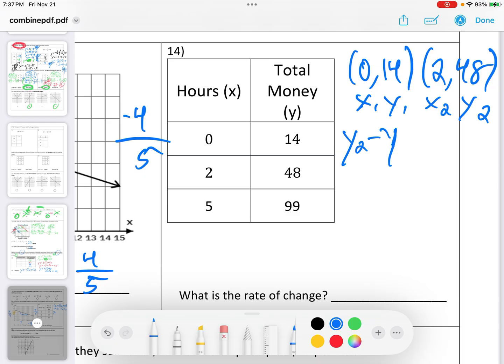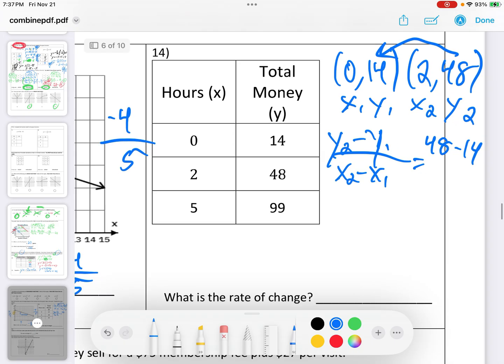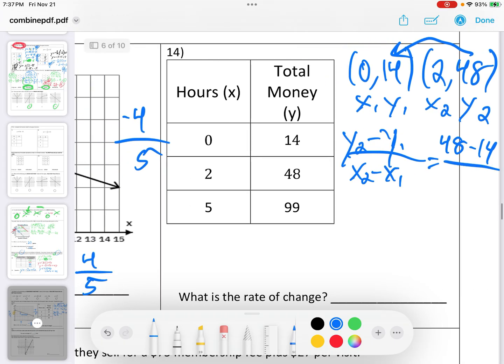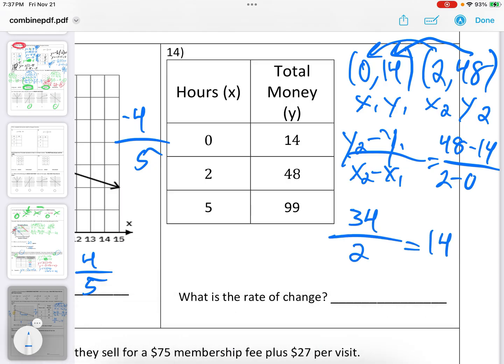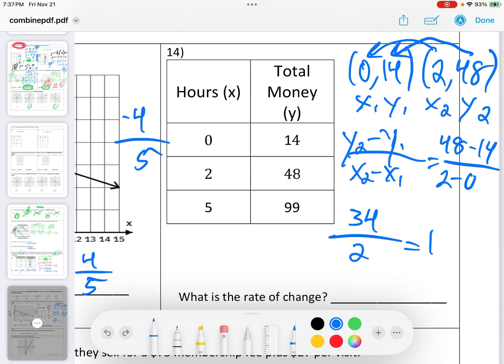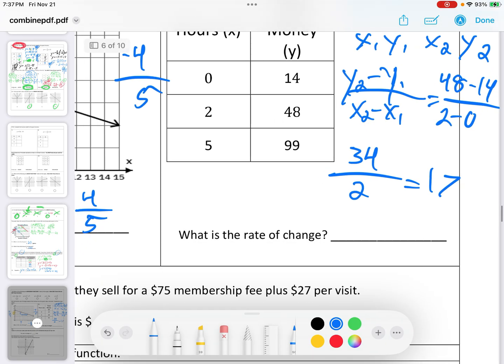y2 minus y1 over x2 minus x1. So 48 minus 14. Do I have room? I do not. 2 minus 0. Okay, 48 minus 14 is 34. And 2 minus 0 is 2. The slope is up. Excuse me. I know that's 17. I'm just sleepy. Okay. Slope is 17.